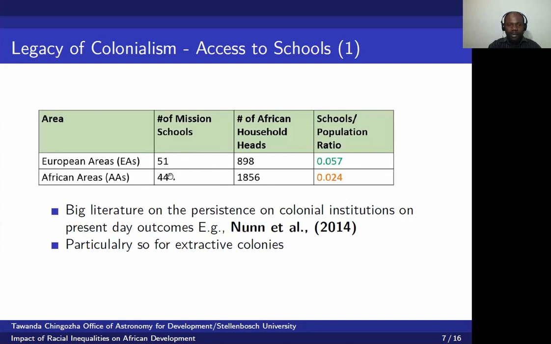So this was a mistake here. 44 is supposed to be on top and 51 below. So marginally, the African areas had more missionary schools than the European areas. So this data might not be very accurate, but it's a reflection of what was happening back then. But then when you consider the population now, you then find that the population adjusted ratios show that European schools had higher levels of schools compared to African areas.